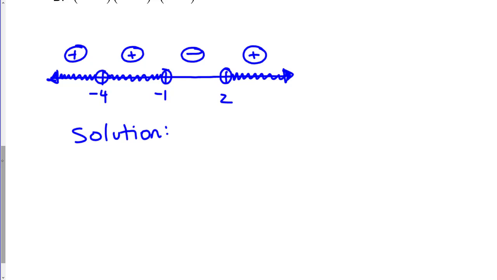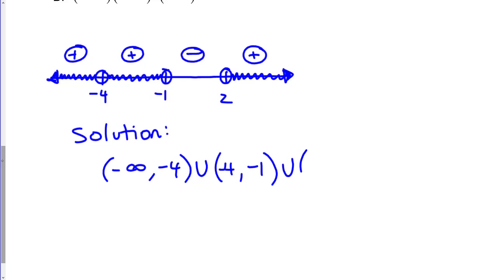So those first two sets can't really fuse together because the -4 is not included. So my solution would now look like the interval from -infinity to -4, then from -4 up to -1, and then from 2 to positive infinity. And that would be the solution in interval notation.